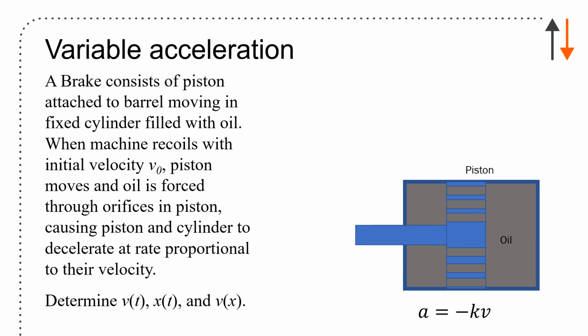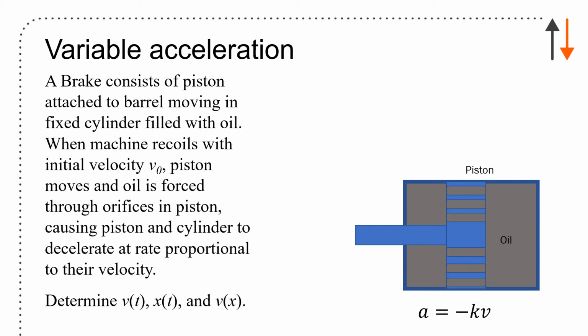Finally, this is one I do in lecture. The reason I do it in lecture is that it's nice when I'm on a chalkboard. Variable acceleration is kind of a nice one because it covers everything. A brake consists of a piston attached to a barrel moving in a fixed cylinder filled with oil. The machine recoils with initial velocity v sub naught, the piston moves, and oil is forced through orifices in the piston.